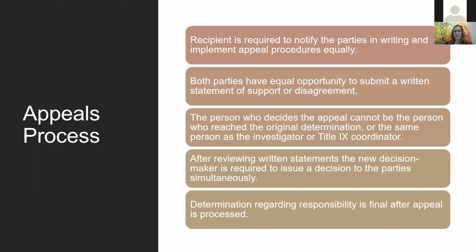So after reviewing what's been submitted, the appeal, and looking through the new evidence or whatever they have available, the written statements, then the new decision maker has to issue the decision to both of the parties simultaneously. And then after that, it's done. So at that point, if they're not happy, they've appealed to the district, they can go to the Office for Civil Rights, they can retain an attorney, they have options, they have recourse, but you're done with the process.